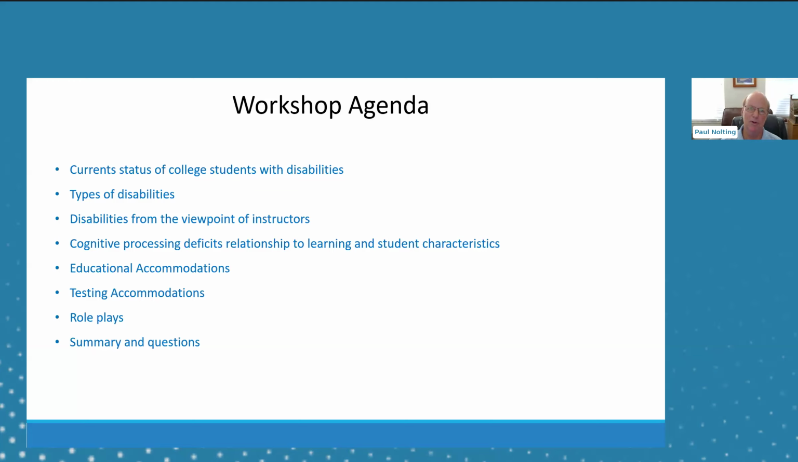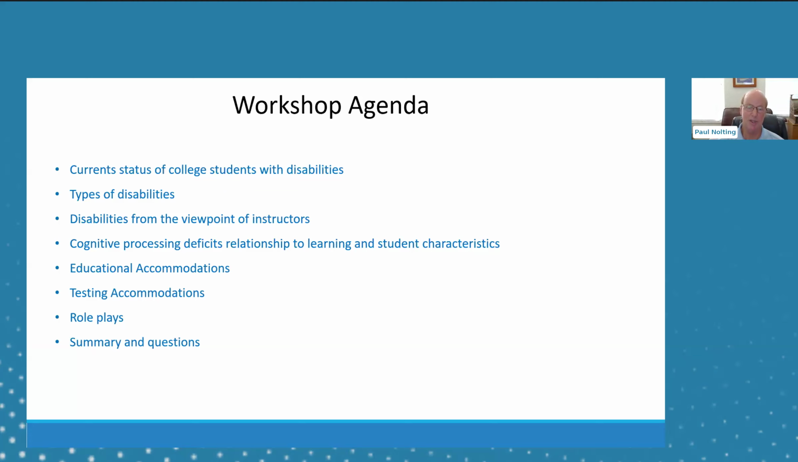Disability from the point of the instructor, that's what we really want to do. From you, the instructor, what do you see? What do you see, what's going on? And we're going to put you in our places, and then also we can put ourselves in your places. Then we're going to get into the cognitive processing deficits, relationships to learning. What that really means is when the students learn, they've got better areas to learn in their brain than others. Typical one, some people are more auditory, some people more visual. And basically, we're going to talk about those, and we'll get into those in detail, because that's how you really determine accommodations. And that's where we get most of the questions.